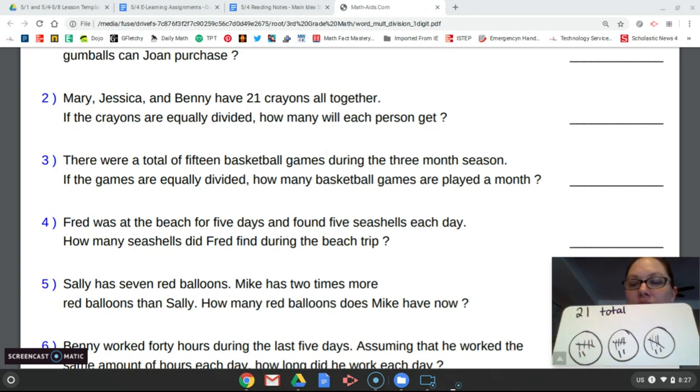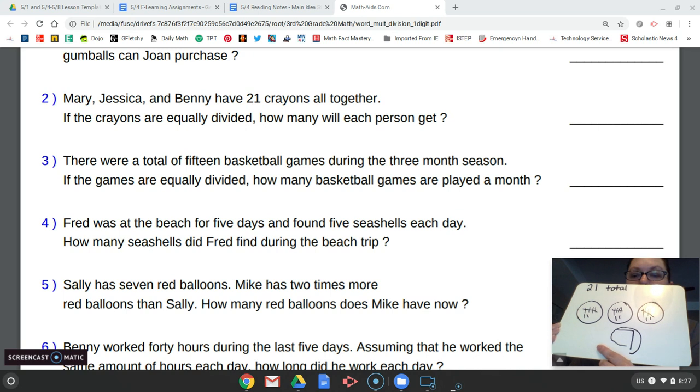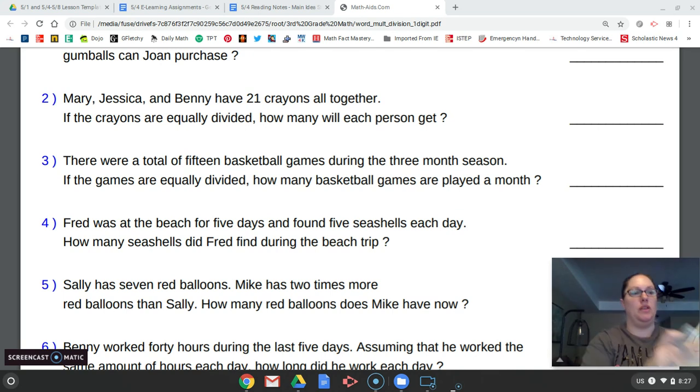So now, how many did each person get? Can you count? 7. So each person would get 7 crayons. So our final answer is 7. Okay. All right. Let's do another one.